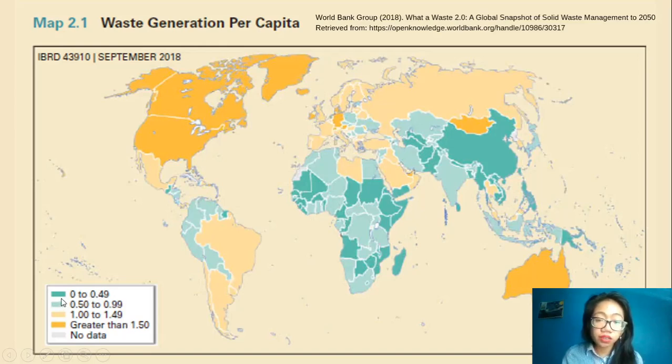And then the ones in dark green have less trash. They produce 0 to half a kilo per day per person. For example, the Philippines is included in that. So the chances are, as a Filipino, you produce almost half a kilo of trash per day.